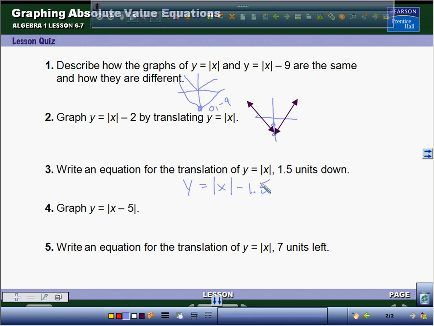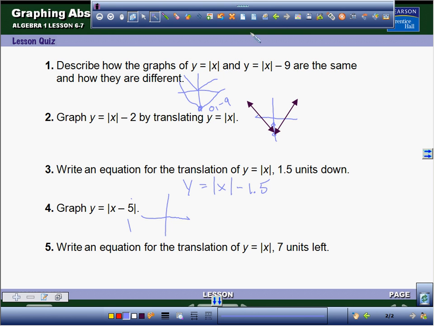Y equals absolute value of x minus 1.5. Okay, now this is where it gets a little bit more tricky. What does this do to the graph? Who figured that out yesterday? Hey, Jay. The negative 5 will move it 5 units to the right. Perfect, okay? So this is kind of what they call counterintuitive. It's opposite of what you would think, right? You would think that minus 5 makes it move left, but it actually makes it move right, okay?